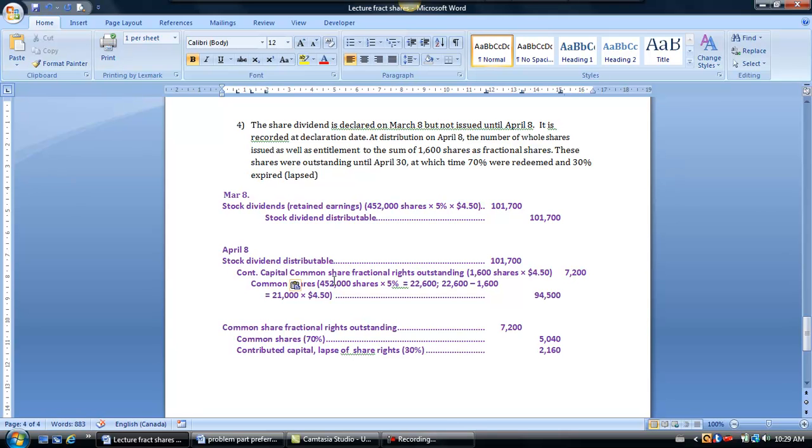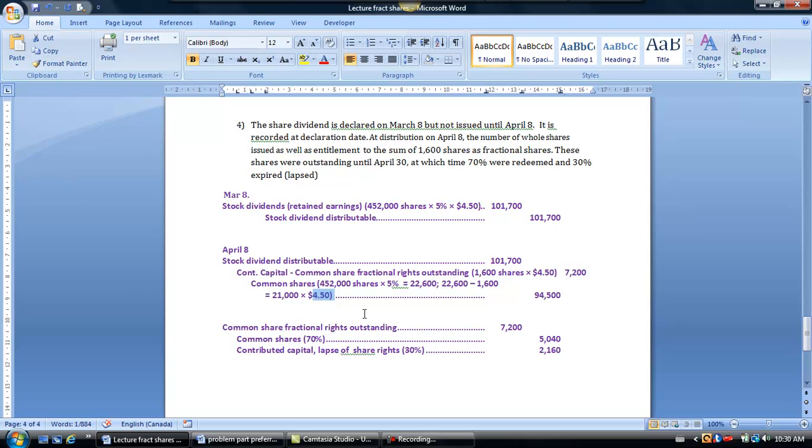Okay? So I'll just put this back in here again. So that's your contributed capital on those fractional rights. All right, and that's a credit of 7,200. Again, how did we do that? Well, don't forget we had 1,600 shares. That's the number of partial shares. There's partial shares that total to 1,600 full ones times $4.50. And this is the value or the number of full shares that you're going to issue, okay, that do not have any fractions attached to them. So you have your 22,600 less these little fractional shares that total 1,600. So that's going to give you 21,000 full shares right off the top at $4.50.